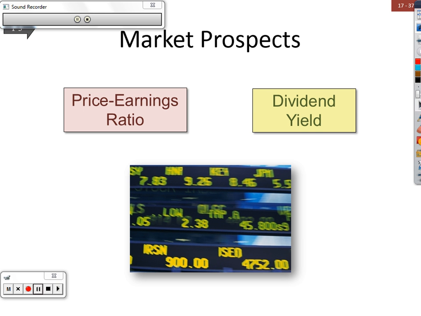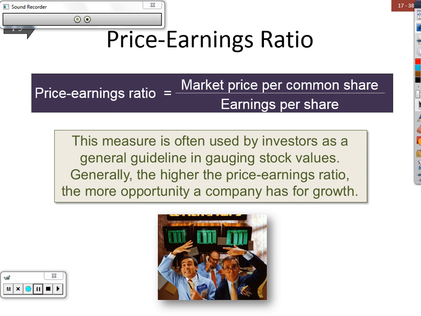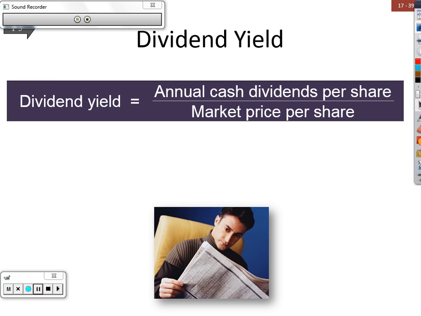Market prospects: you have the price earnings ratio and dividend yield. Now, the price earnings ratio is just showing that the company has the opportunity to grow. If you're taking the price that you sell per common share for and dividing it by the actual earnings that you get per share, that's going to give you your price earnings ratio, and that's going to show whether or not the company can afford to grow and possibly sell additional shares or possibly be at a standstill.